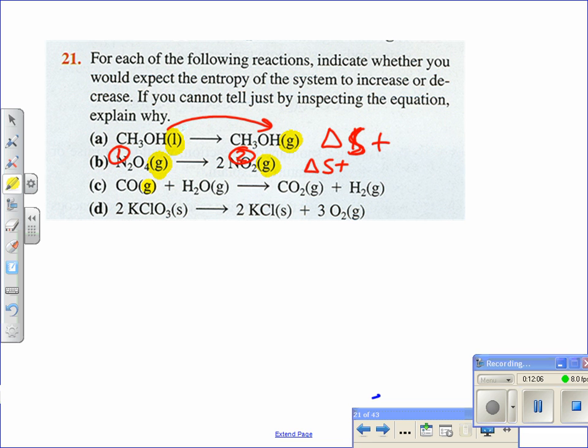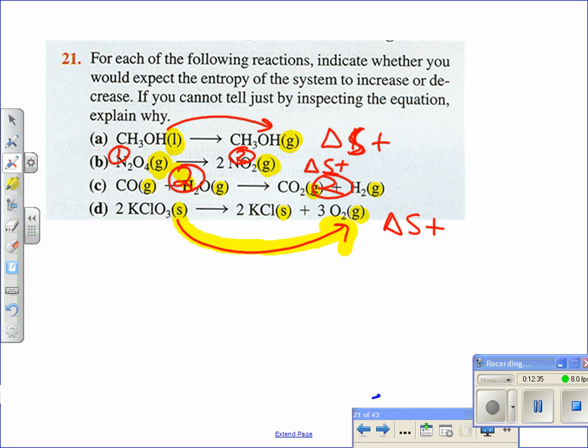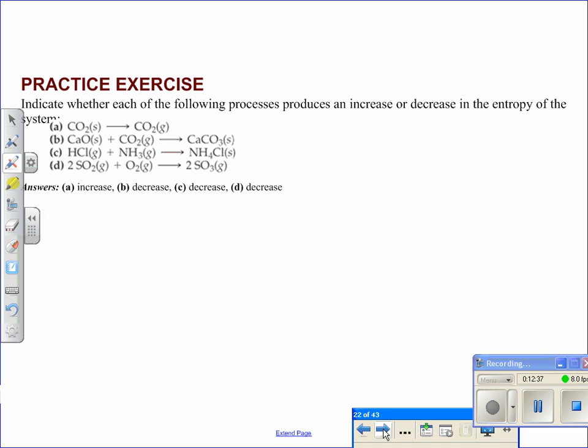Next one, C. Gas, gas, gas, gas. 2 moles on the left, 2 moles on the right. There you can't predict the delta S value. We say there's no change. Finally, solid on the left, solid on the right, so those kind of cancel out. But then I have a gas. So I ignore the solid to solid, but solid to a gas means that my delta S value will be positive.